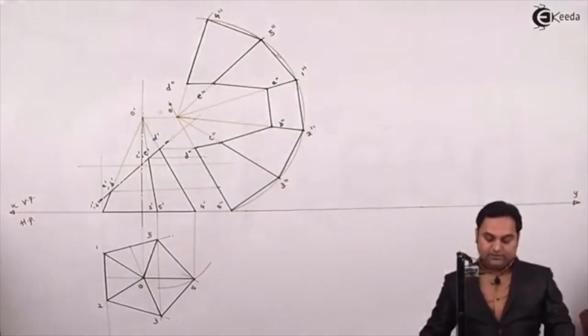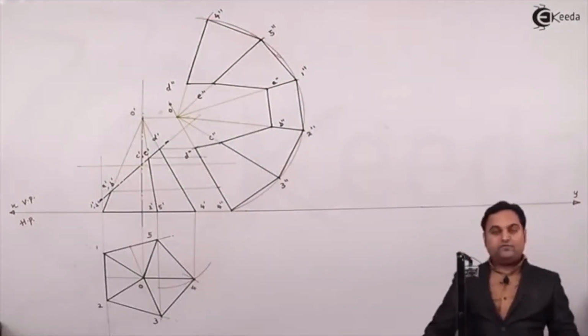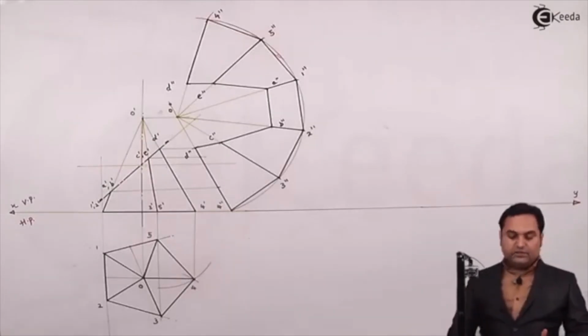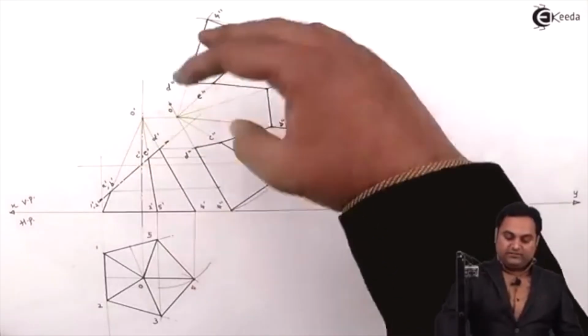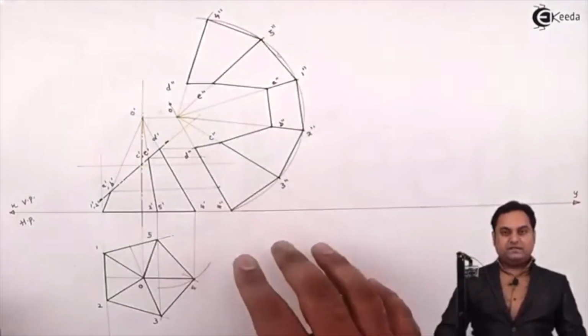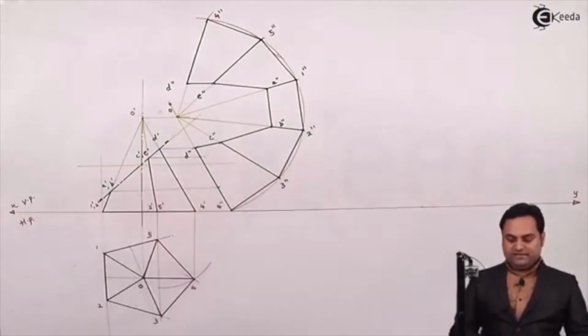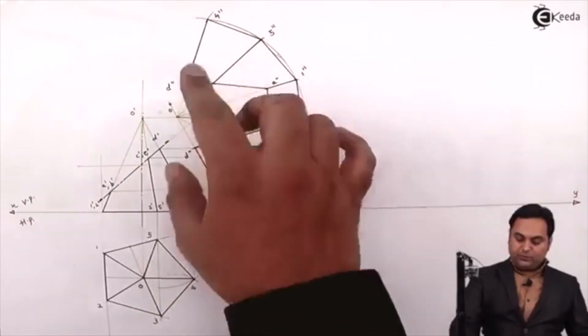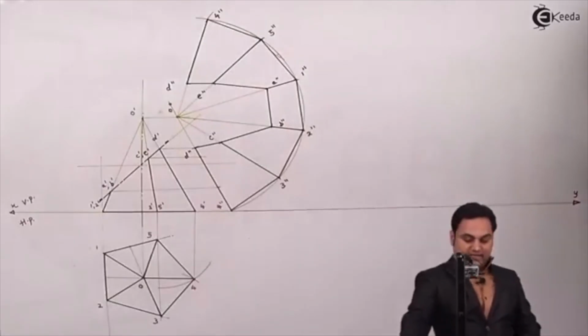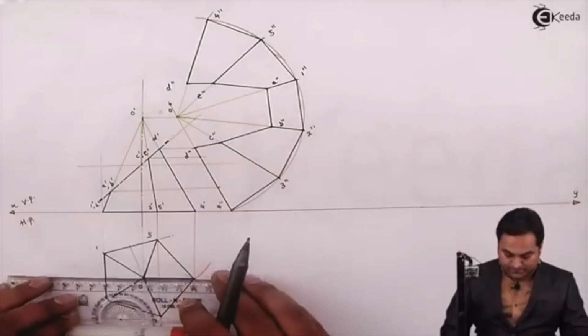So here is the development of the lateral surface of this cut pentagonal pyramid. If we are going to fold this development along the dark edges, then we are going to get this cut section, that is a complete solid which has been cut with this much portion removed. Next, I'll give the dimensions to it.